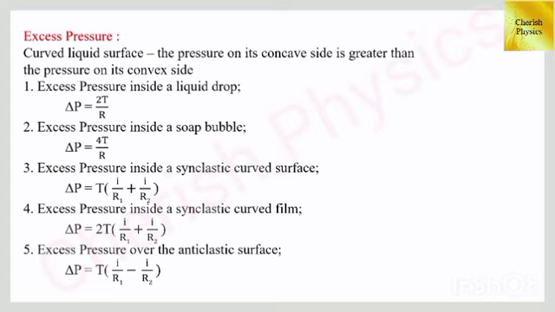Synclastic and anticlastic surfaces have two centers of curvature. In synclastic surface, the centers of curvature are on the same side of the surface. In anticlastic surface, the centers of curvature are on the opposite sides of the surface. Here, R1 and R2 are the radii of curvature.